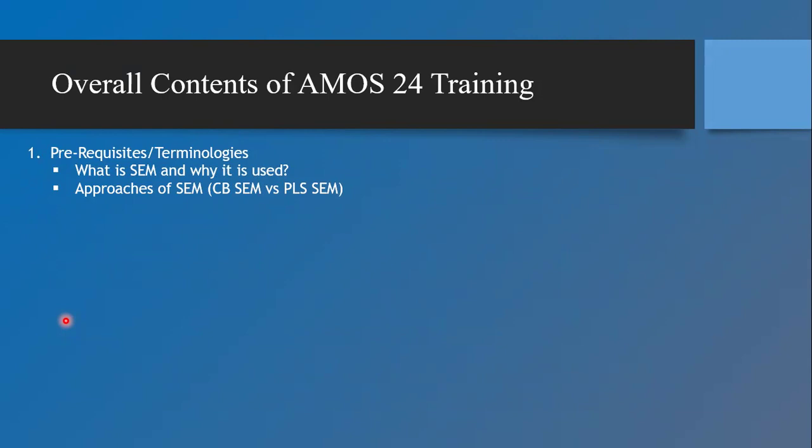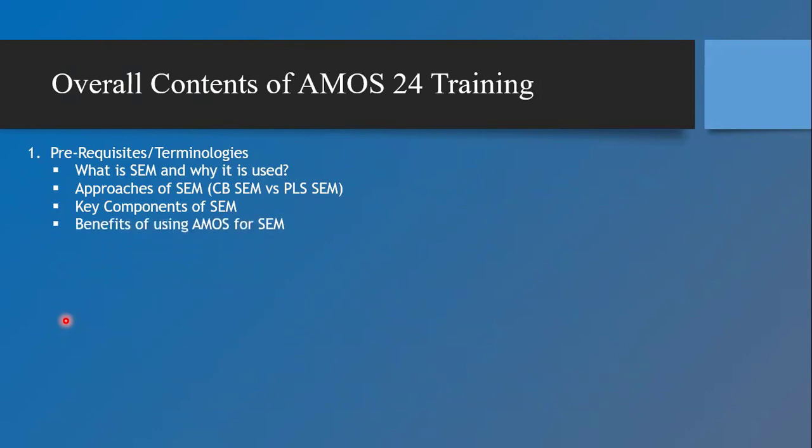Versus another technique, which is partial least square structural equation modeling, in short known as PLS-SEM. So what are these approaches, how are they applied, and why are they different from each other? What is the specific feature of each approach when applying structural equation modeling? Then we might have some key components or terminologies related to SEM that we need to discuss.